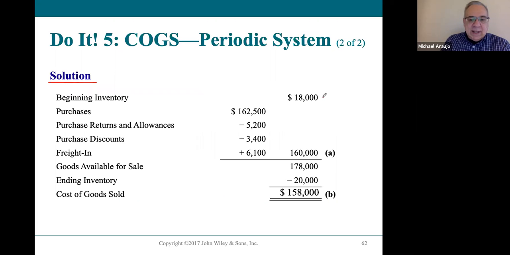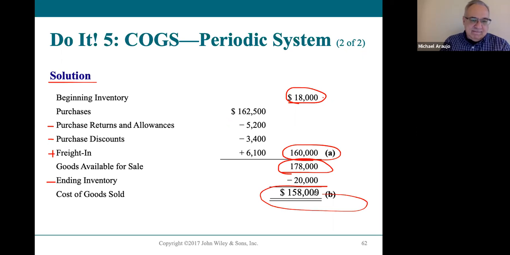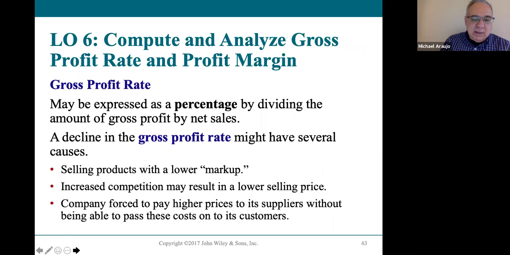Beginning inventory all by itself, purchases, less returns, less discounts, plus freight. So that's the total purchases. Total purchases plus your inventory at the beginning of the year gives you your total goods available for sale. At the end of the year, you look at what you got in inventory, subtract it away, and that is your cost of goods sold. So they want you to do that as well. And it's relatively straightforward. There's nothing big about this.